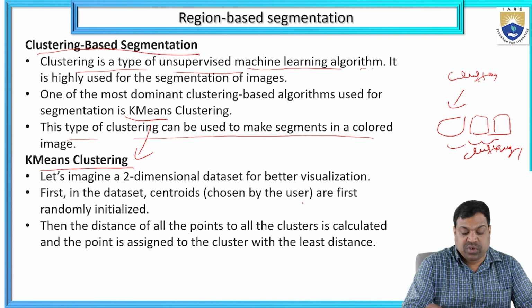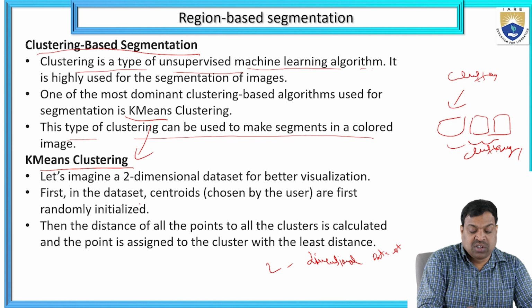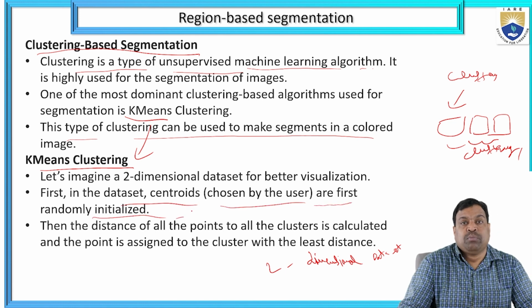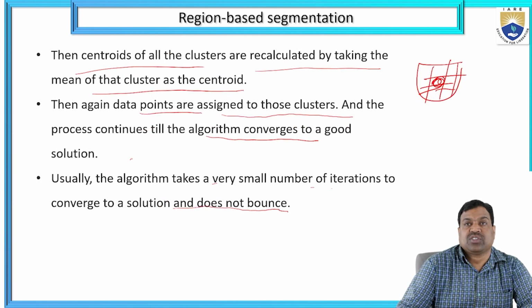When we are going for a two-dimensional dataset, for better visualization, first the number of clusters is chosen by the user, and the centroids are randomly initialized. Then the distances of the points to all the clusters are calculated, and each point is assigned to the cluster with the least distance. And the centroids of all the clusters are recalculated by taking the mean of that cluster as the centroid.